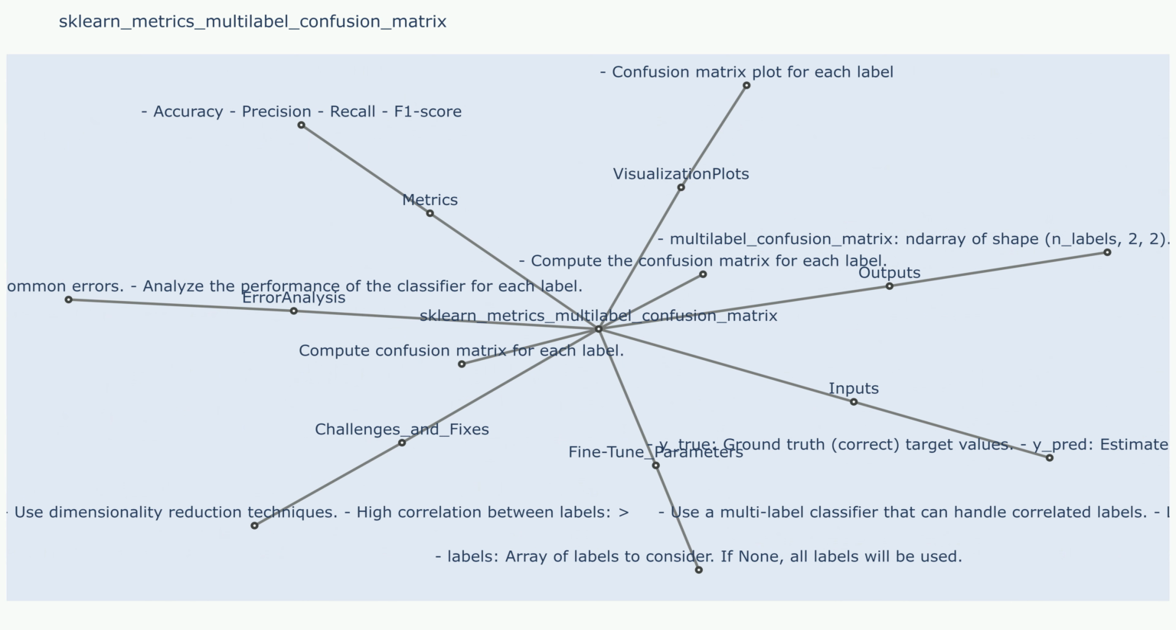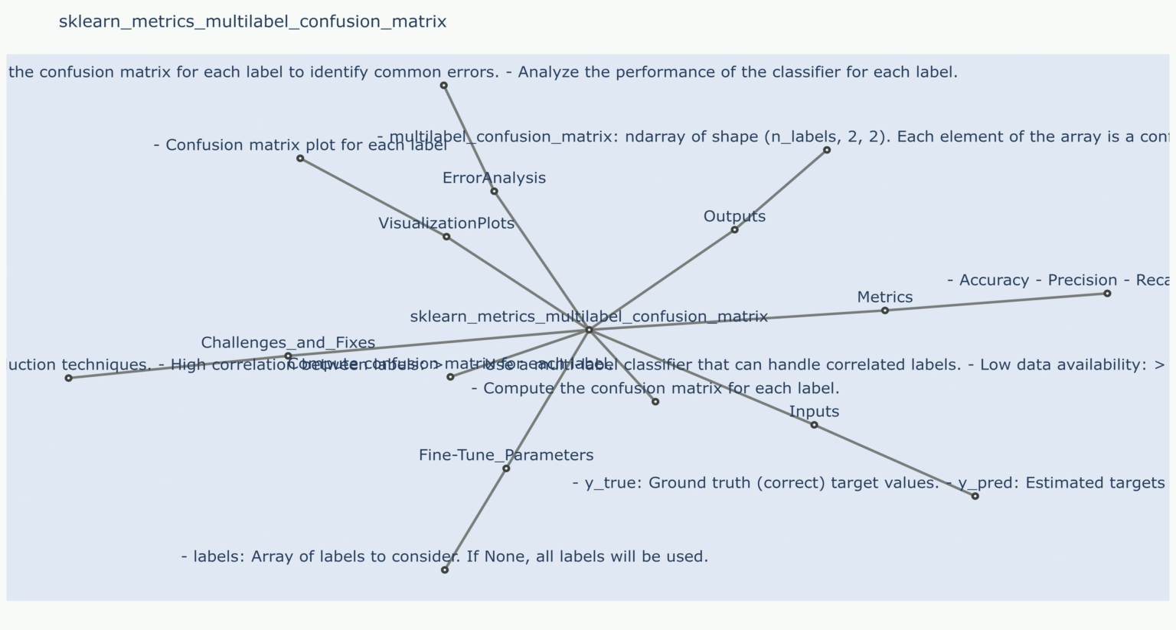Uncertainty methods. Confidence intervals. You can calculate confidence intervals for the metrics derived from a confusion matrix, using methods like bootstrapping or hypothesis testing, to quantify the uncertainty in your model's performance.